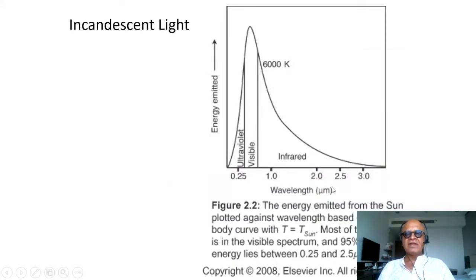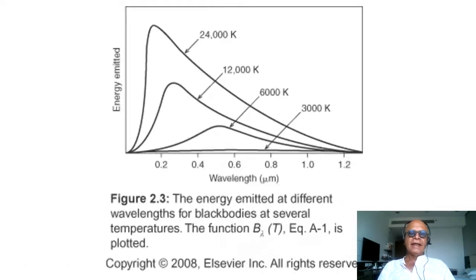This is the wavelength at which the energy is emitted by the sun, and this is the Planck curve which relates the energy to the wavelength. So the maximum temperature of 6,000 Kelvin determines where the energy is maximum that we receive. And here is the energy emitted at different wavelengths for black bodies at several temperatures. So here is the wavelength energy emitted based on the mean temperature.